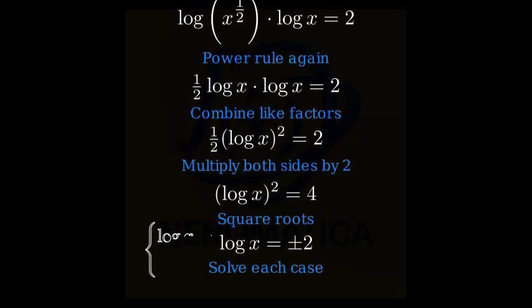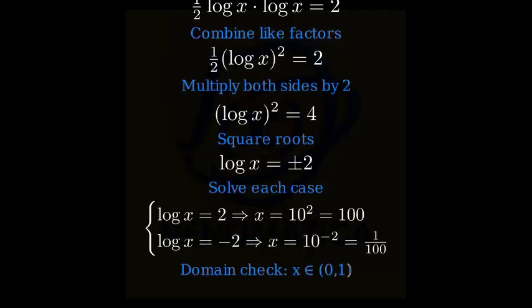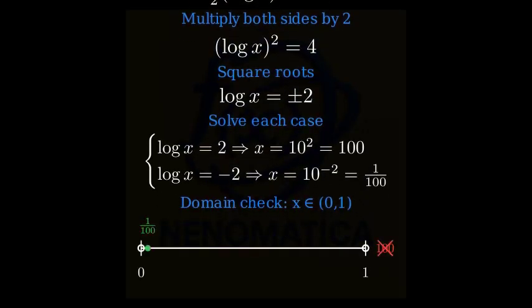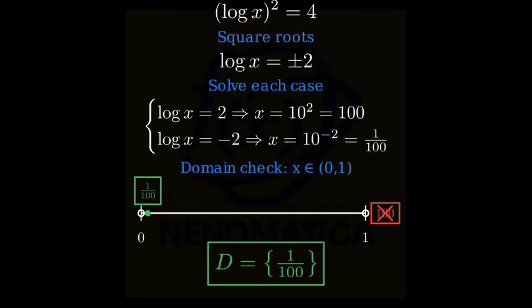Step 9. Solve each case. If log x equals 2, then x equals 10 squared, which is 100. If log x equals negative 2, then x equals 10 to the negative 2, which is 1/100. Step 10. Apply the given domain. Check x must lie strictly between 0 and 1. The value 100 is outside this interval, while 1/100 is inside. Therefore, the solution set contains only one value, 1/100.